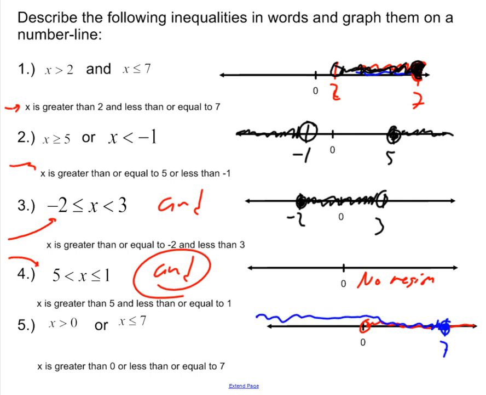And or statements aren't an overlap. It's all of the values. In this case, all numbers are either greater than 0 or less than or equal to 7. So we actually get the entire number line.